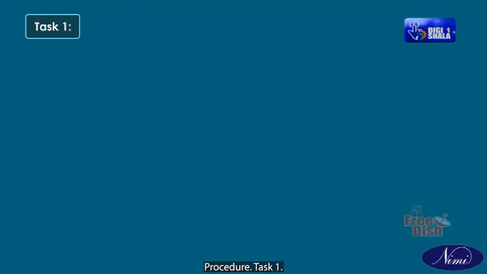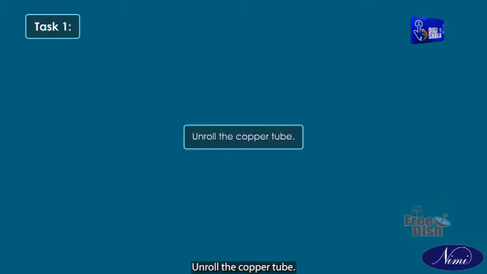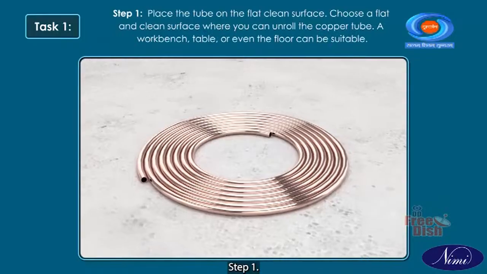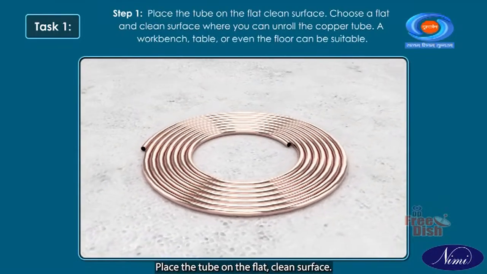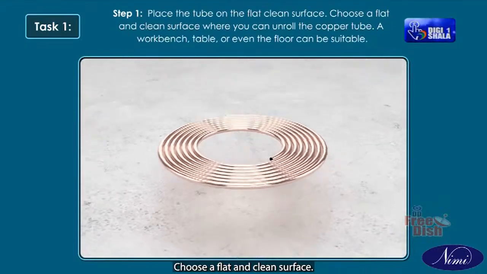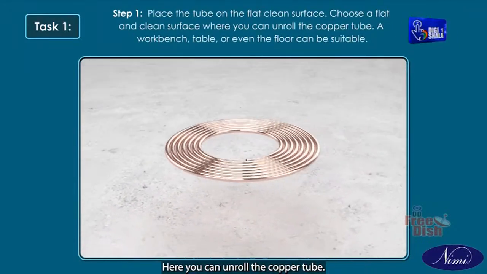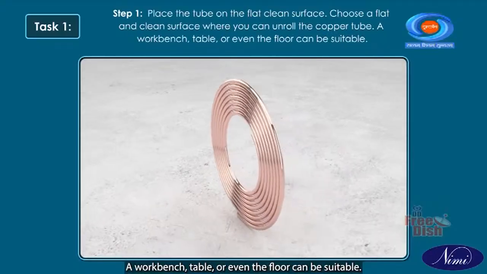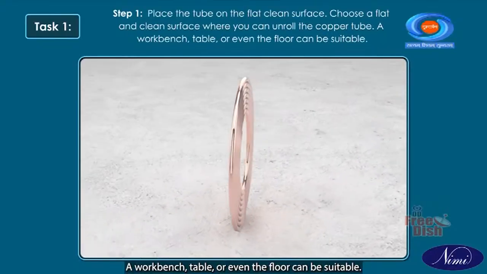Procedure. Task 1. Unroll the copper tube. Step 1. Place the tube on a flat, clean surface. Choose a flat and clean surface where you can unroll the copper tube. A workbench, table, or even the floor can be suitable.